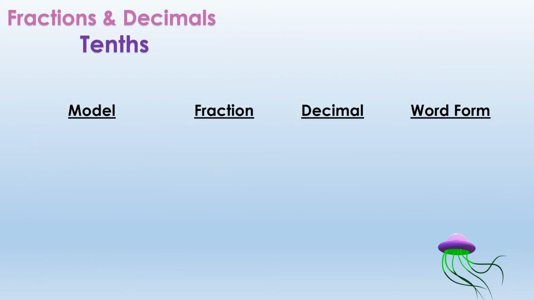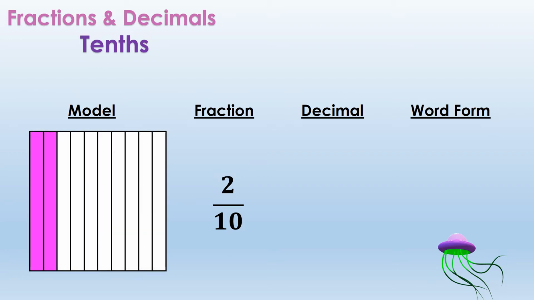Okay, now let's try this with my fraction 2/10. Everybody say 2/10 with me. Ready, set, go. 2/10. I notice in my numerator that I have 2 fraction bars shaded. I have 2 shaded out of a total of 10 equal parts. So my fraction is 2/10 and the model that represents it is 2/10.